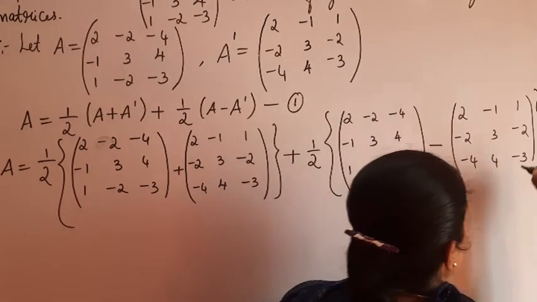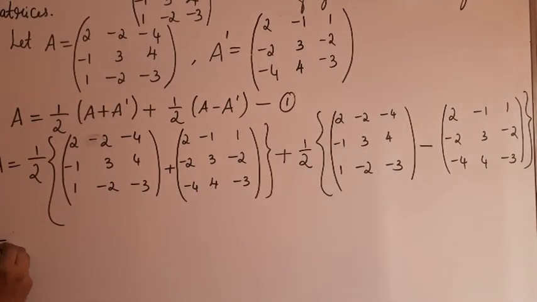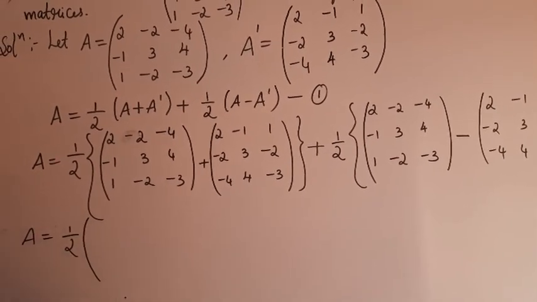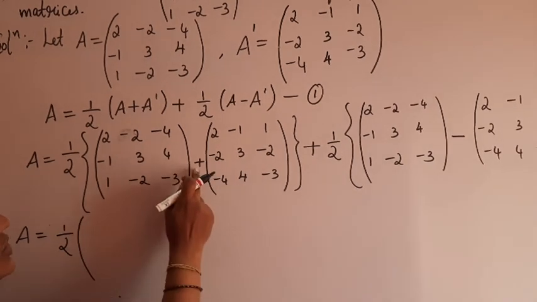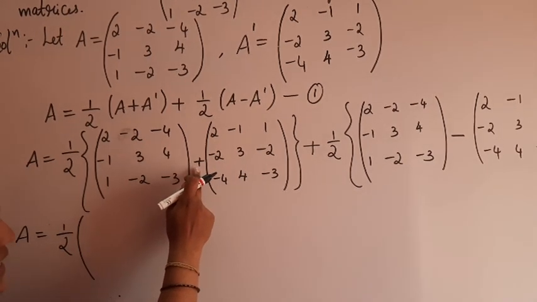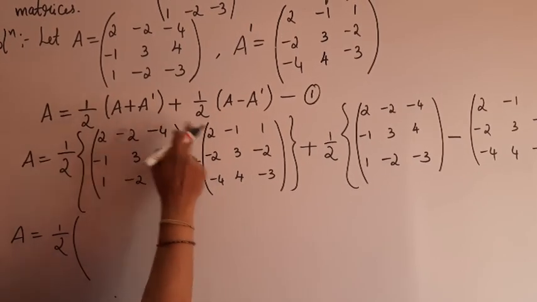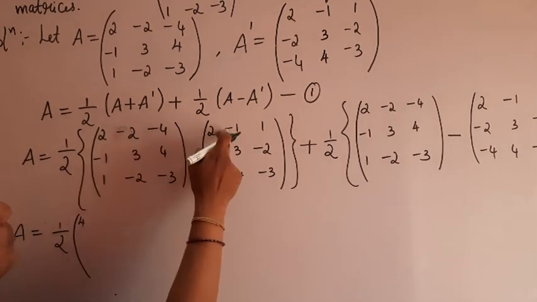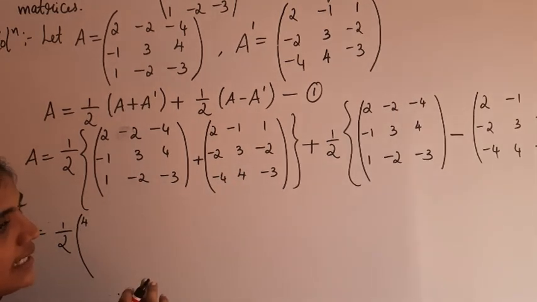Okay. So now we have to simplify each term. So matrix A equals 1 by 2 into matrix C. Here we can observe that in between these two matrices there is a plus sign. We have to add their corresponding elements. So here 2 plus 2, 4. Okay. Minus 2 minus 1 in addition. So there is no sign change in the elements.